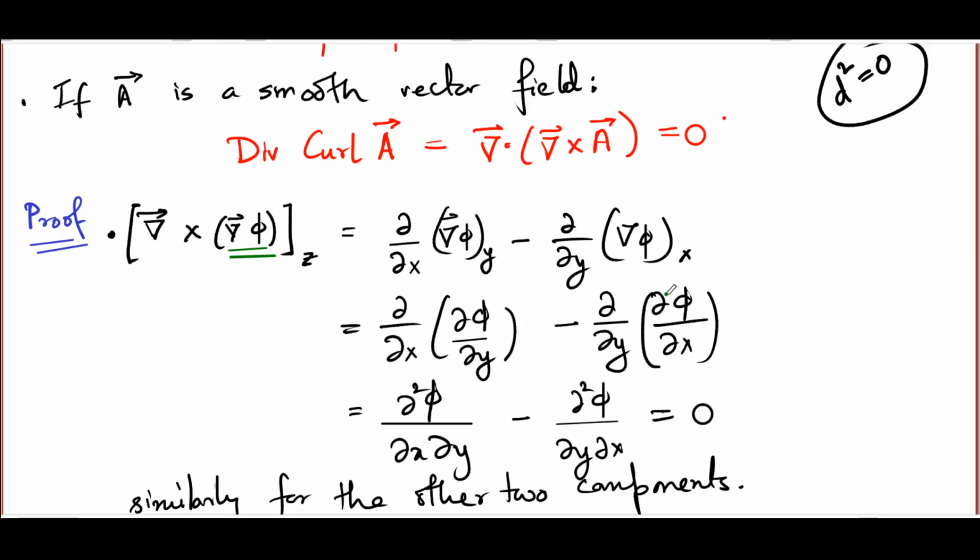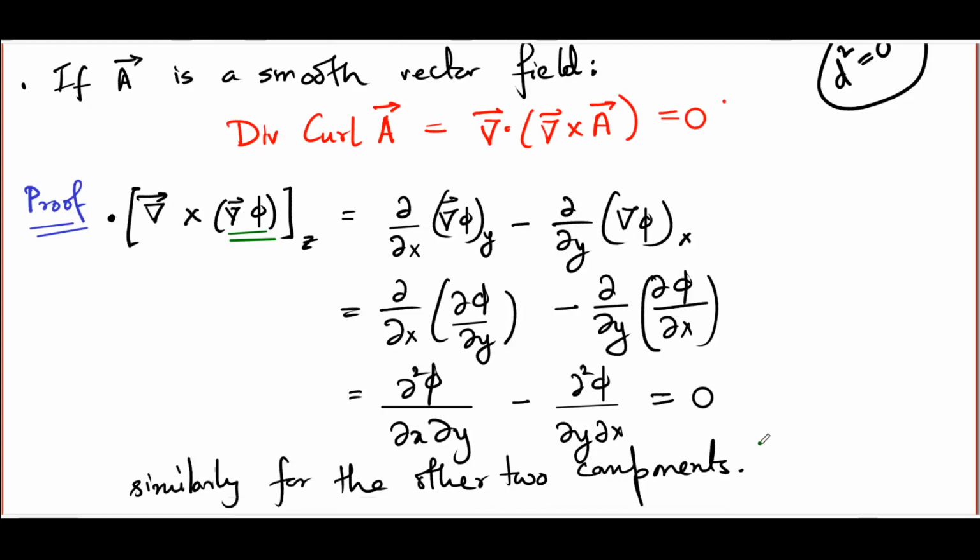And as I just said, as long as phi is a smooth function, that is, it has at least second order partial derivatives which are continuous, these two mixed partial derivatives will be equal. And therefore, you end up with zero as a difference. Well, this was only for the z component, but the proof for the other two components is also exactly similar. And there is no real need to repeat that. You can easily convince yourselves that all three components of curl grad phi will vanish.